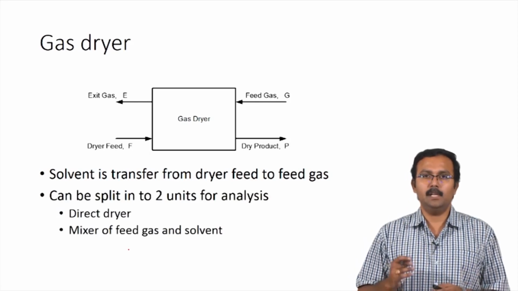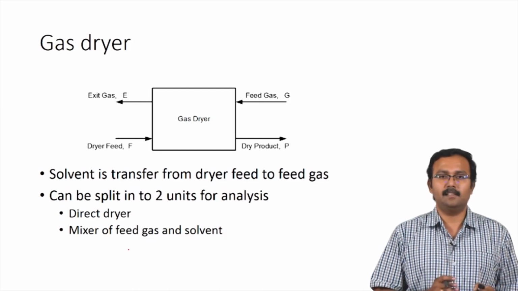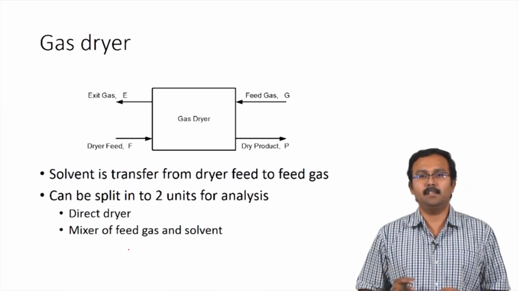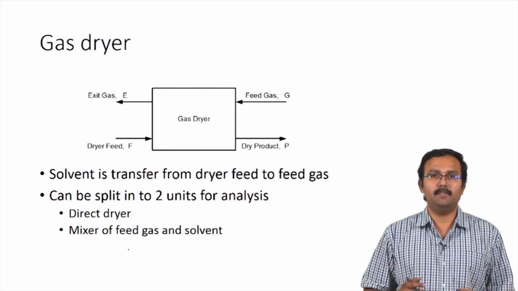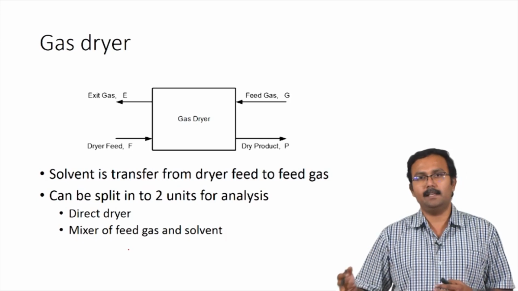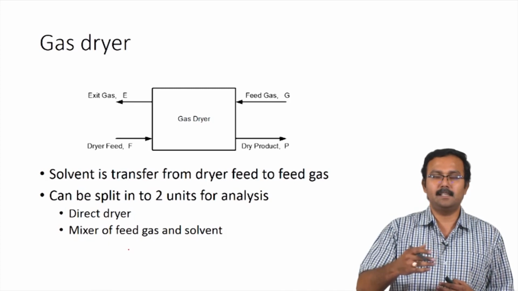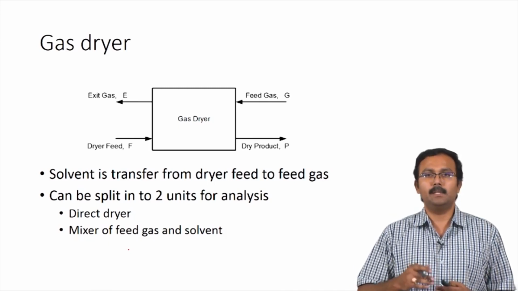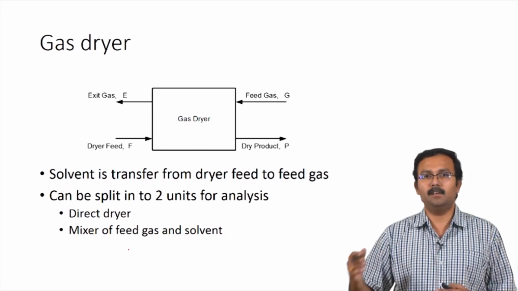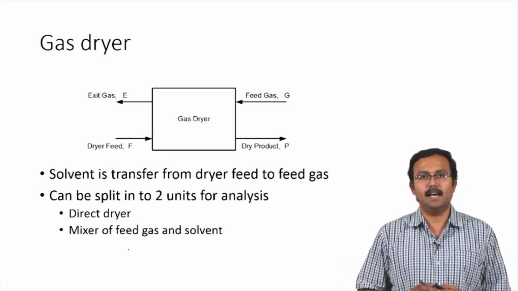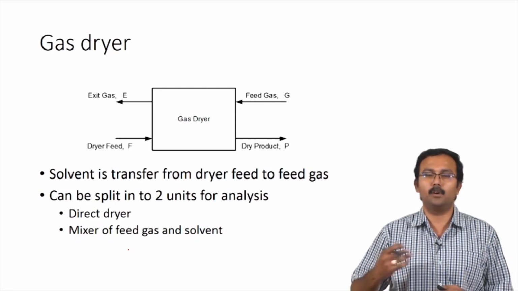This process can actually be split into two units. The first unit would be the direct dryer and the next would be the mixer for the feed gas and the solvent. In case of a direct dryer, you would have the dryer feed and the dryer product and heat being supplied where the solvent exits the stream in vapor phase. The next step would be the vapor phase solvent getting mixed with the feed gas and leaving as the exit gas. So, that is why this single process can actually be divided into two processes for your analysis.